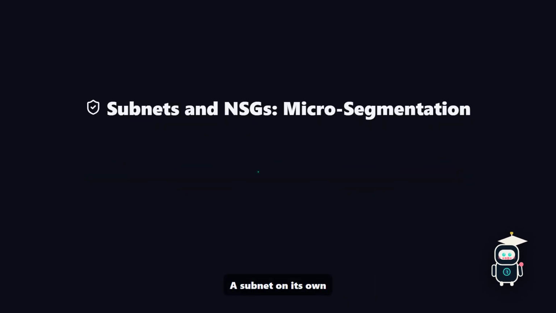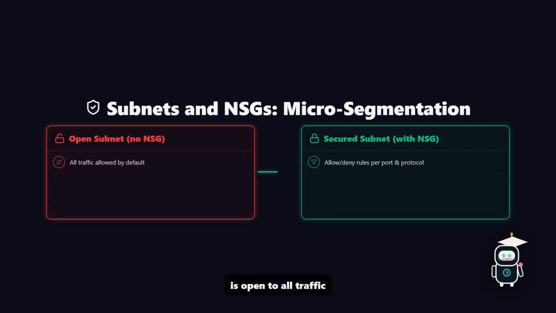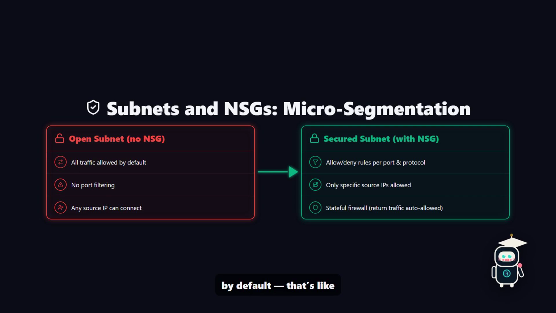A subnet on its own is open to all traffic by default. That's like leaving every door unlocked. Network security groups, NSGs, are simple stateful firewalls that let you write allow-deny rules based on source IP, port, and protocol.